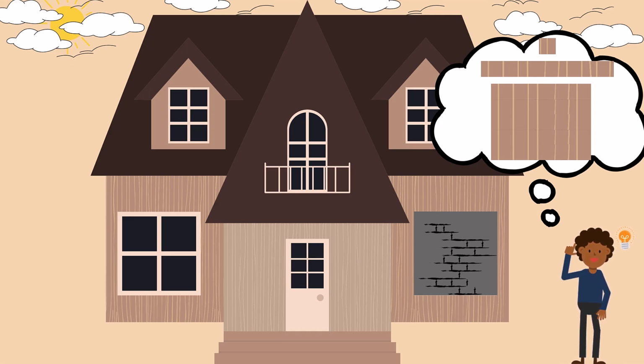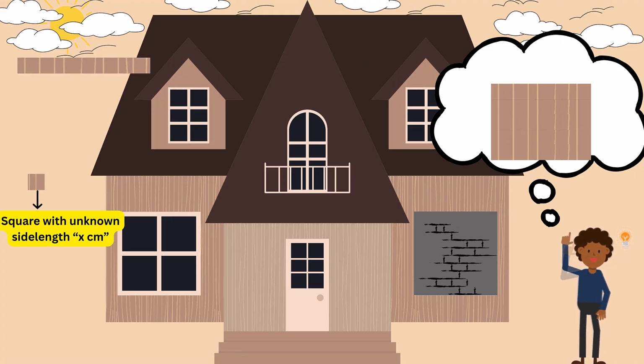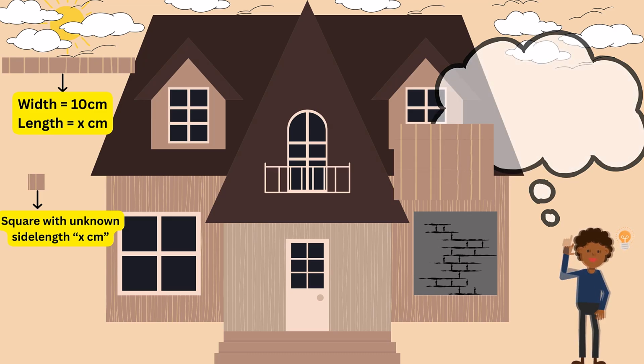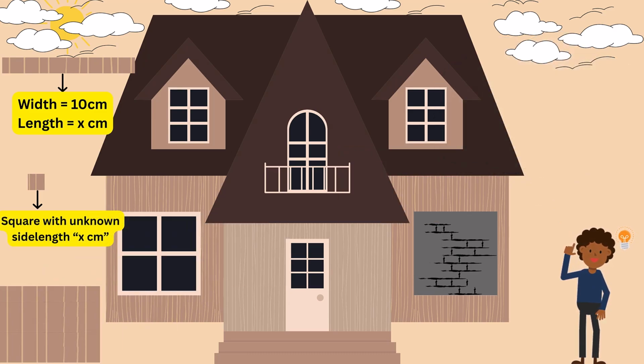From what he could recall, the first wooden piece was a perfect square with an unknown side length. The second was a rectangular piece, 10 centimeters wide, with its length matching the side length of the square piece. The third piece was another rectangle, this time 7 centimeters wide and 5 centimeters long.